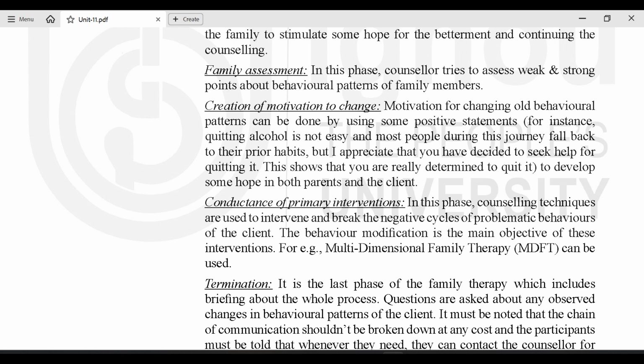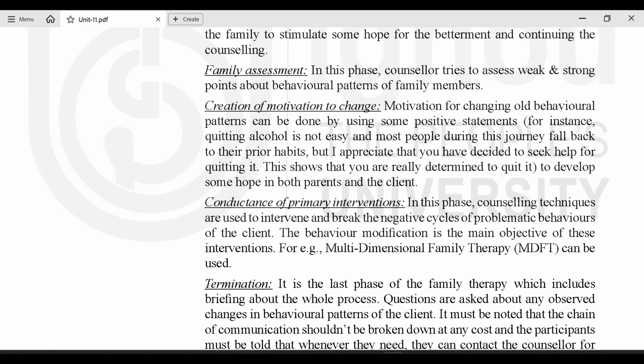Conductance of primary interventions. In this phase, counseling techniques are used to intervene and break the negative cycles of problematic behaviors of the client. The behavior modification is the main objective of these interventions. For example, multidimensional family therapy, MDFT, can be used.